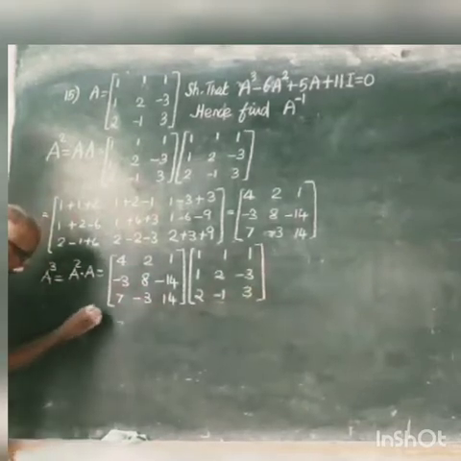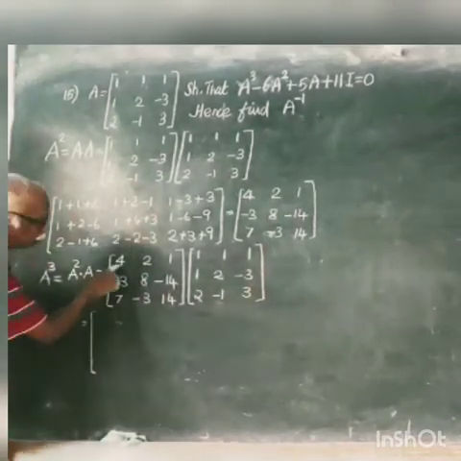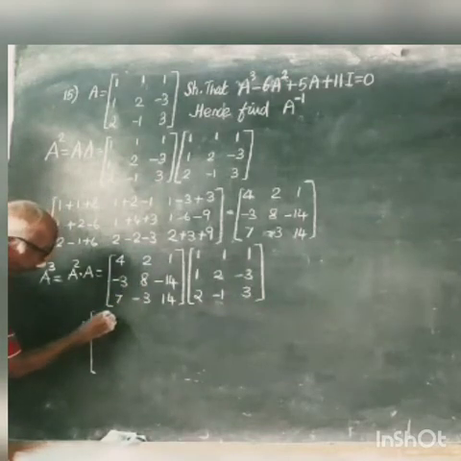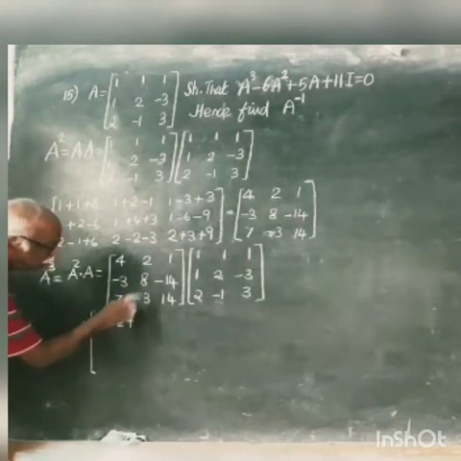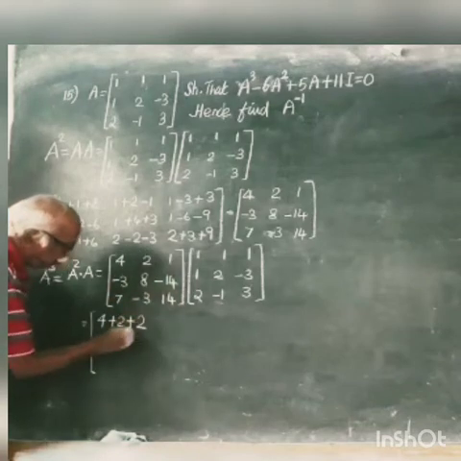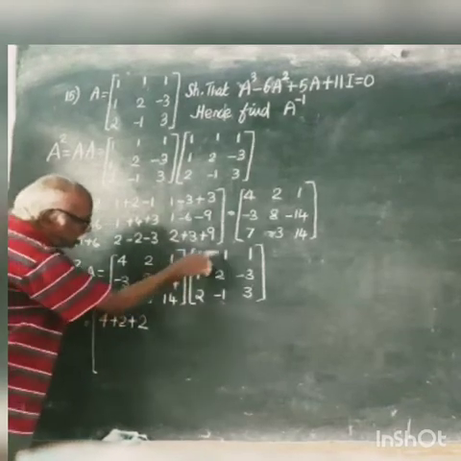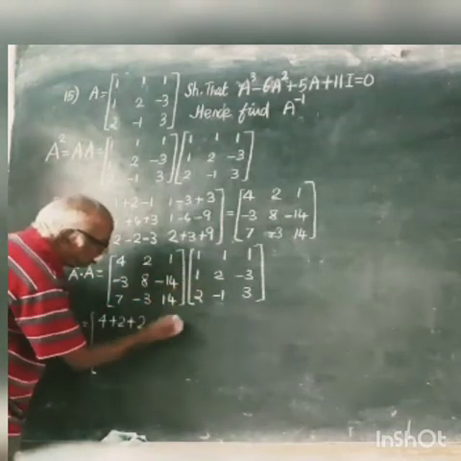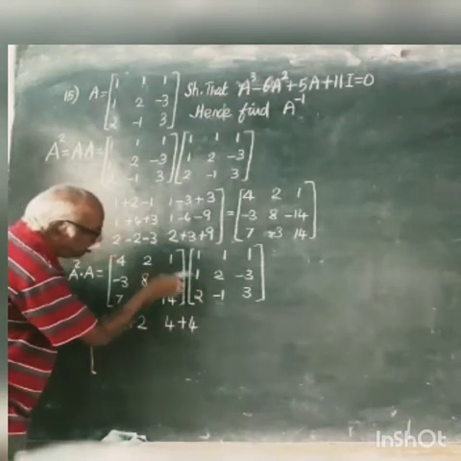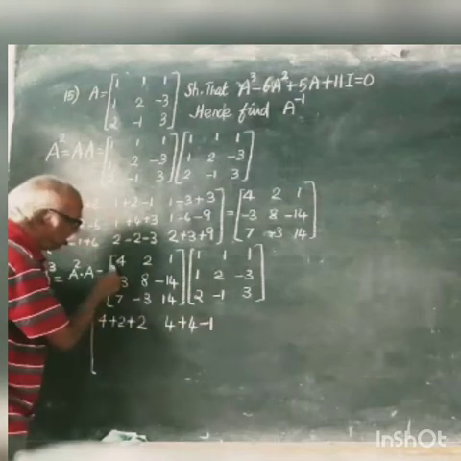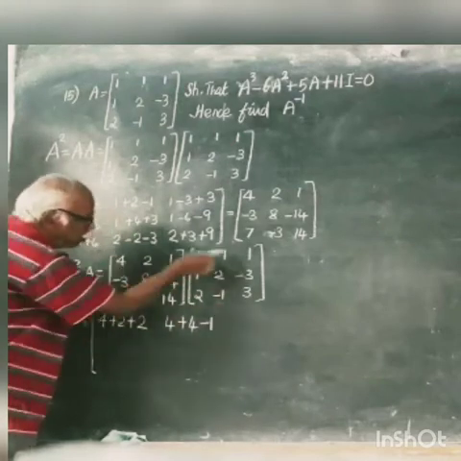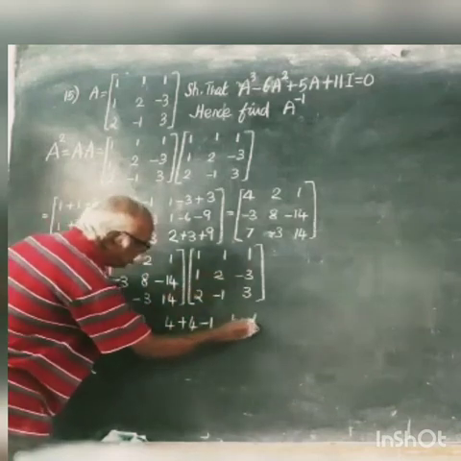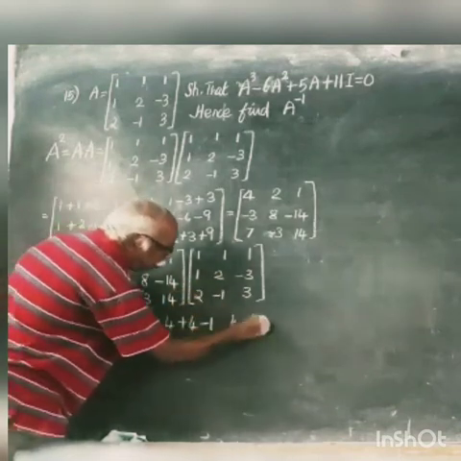First row, first column. First 4 into 1, 4. 2 into 1, 2. Plus 1 into 2, 2. Second row, second column. 4 into 1, 4. Plus 2 into 2, 4. Plus 1 into 1, minus 1. First row, third column. 4 into 1, 4. 2 into minus 3, minus 6. 1 into 3, plus 3.